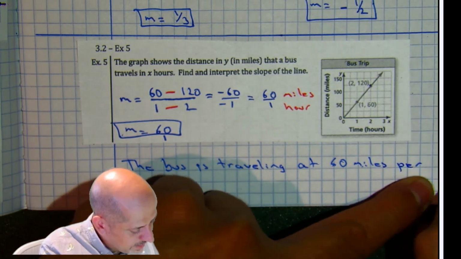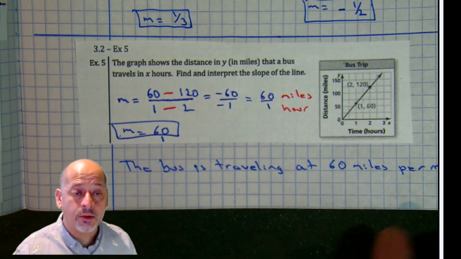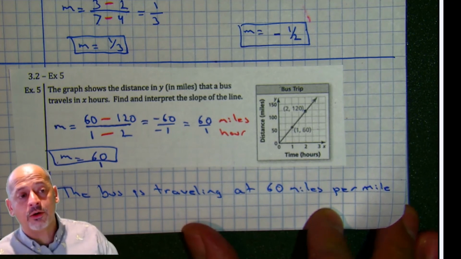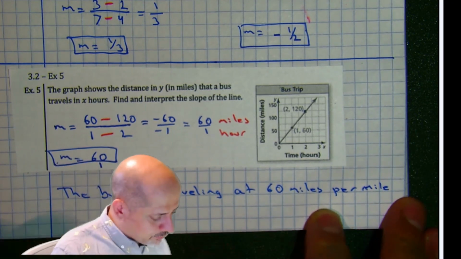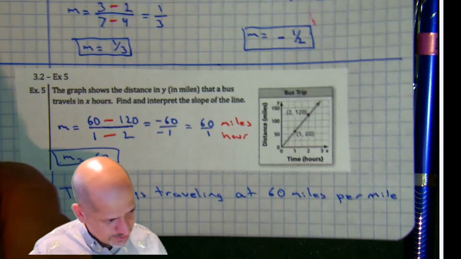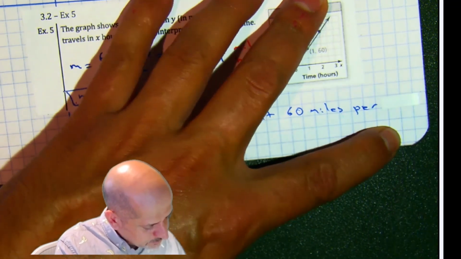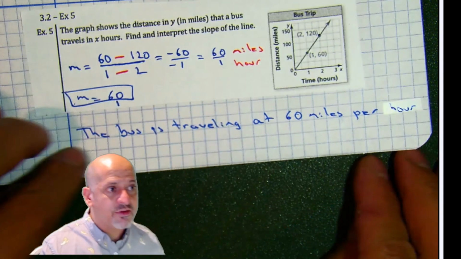Notice that we don't write down per 1 hour, right? We usually just say per hour, but we do mean for every 1 hour it's traveling. So this is the last example for today: 60 miles per hour, for every 1 hour.